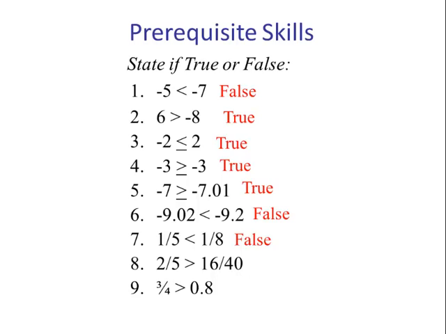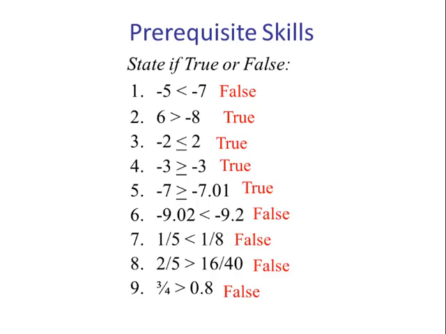Number 8, 2/5 is greater than 16/40. This is false. Actually, 16/40 reduces to 2/5, and 2/5 is not greater than 2/5. Number 9, 3/4 is greater than 0.8. This is false because 3/4 is 0.75, which is less than 0.8.